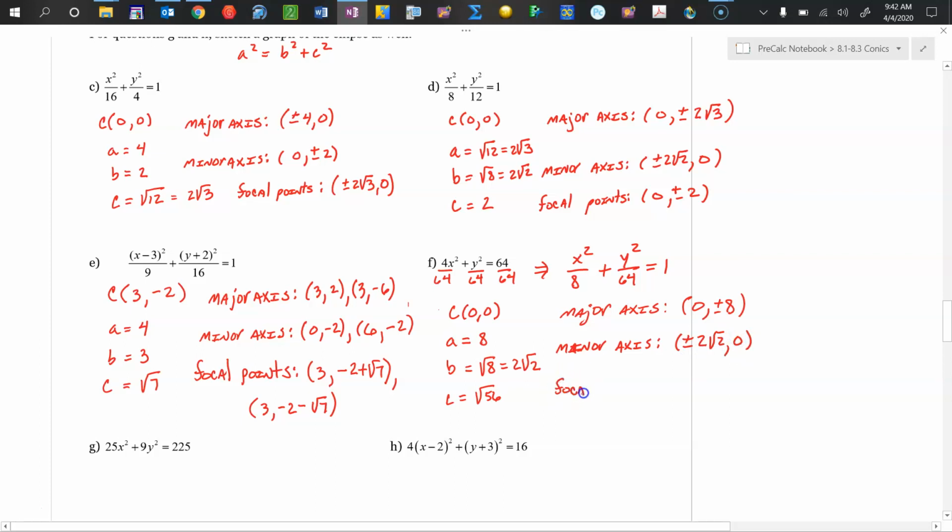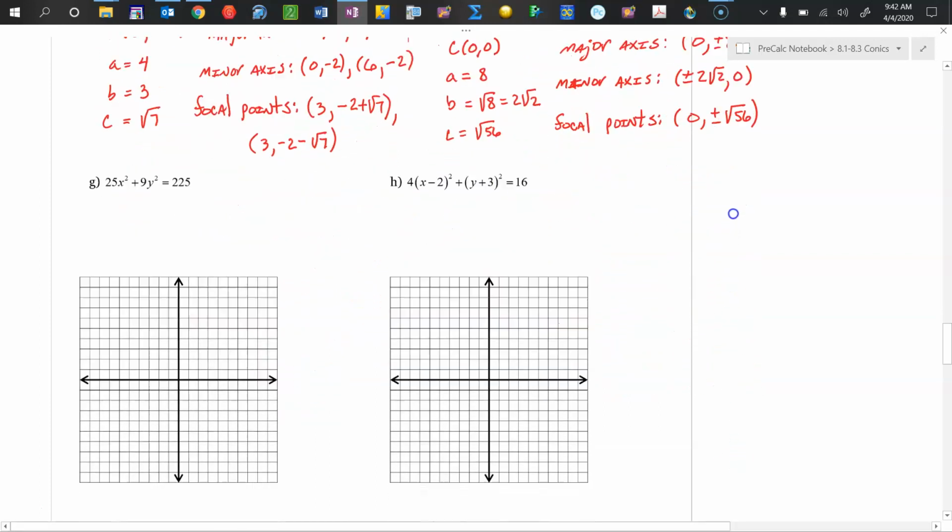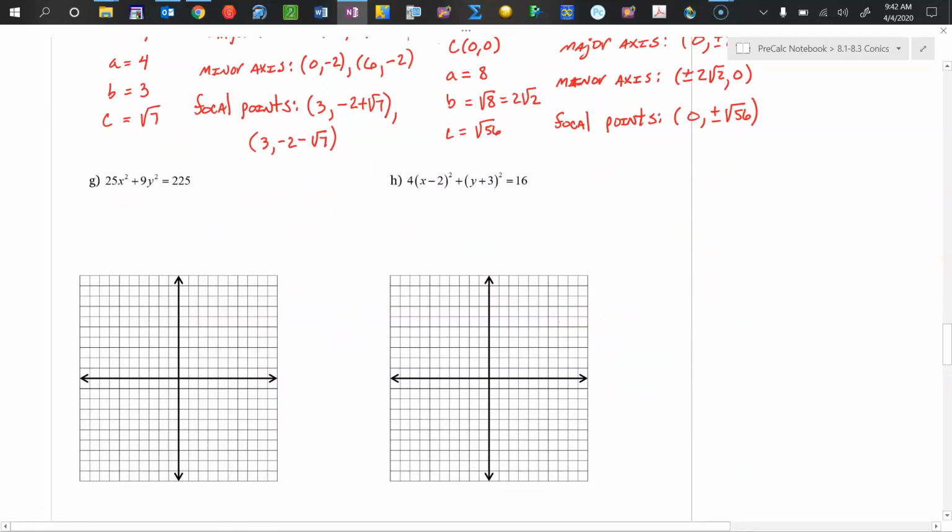And the focal points will be found by starting at the center and moving up and down c units because it's a vertical ellipse. So 0, plus or minus the square root of 56. So now I would like you to take time to put G into standard form and H into standard form. Locate the center, the endpoints of the major and minor axis, and the focal points, and graph them. When you're finished, hit play on the video so you can check your answers.